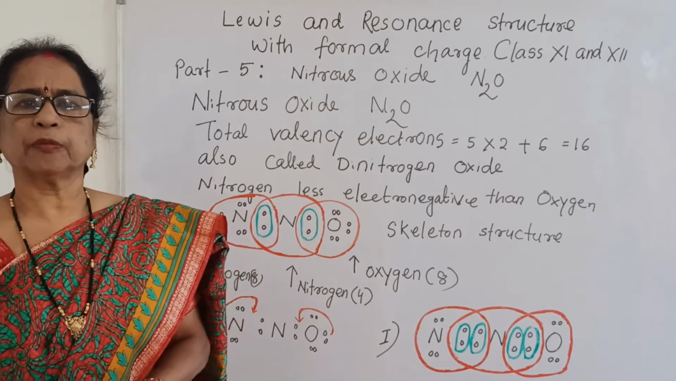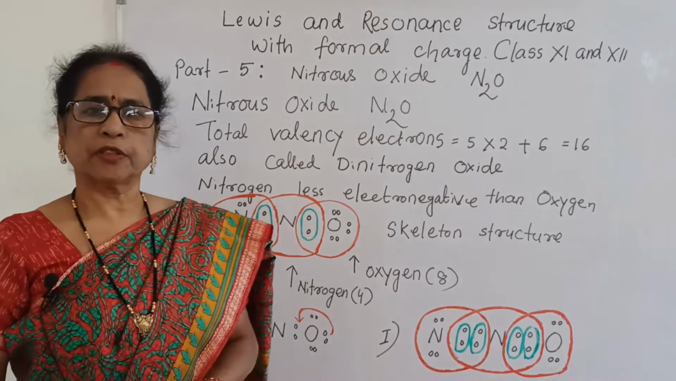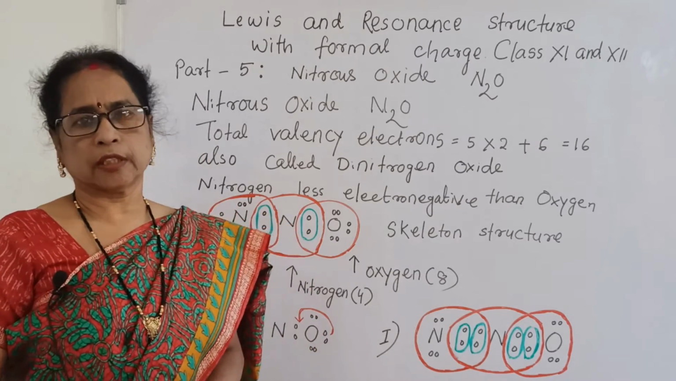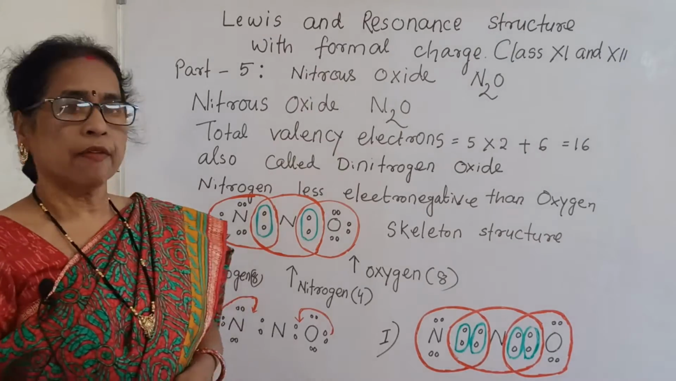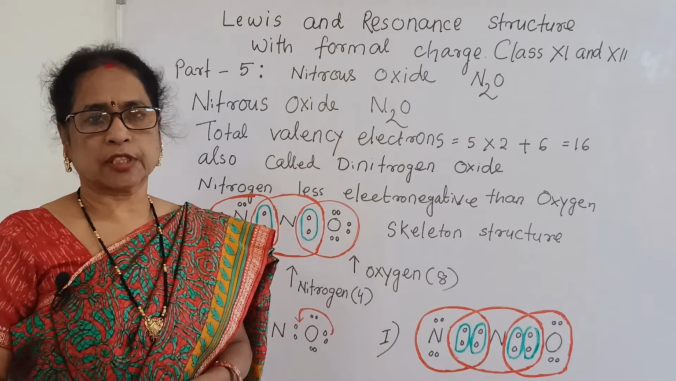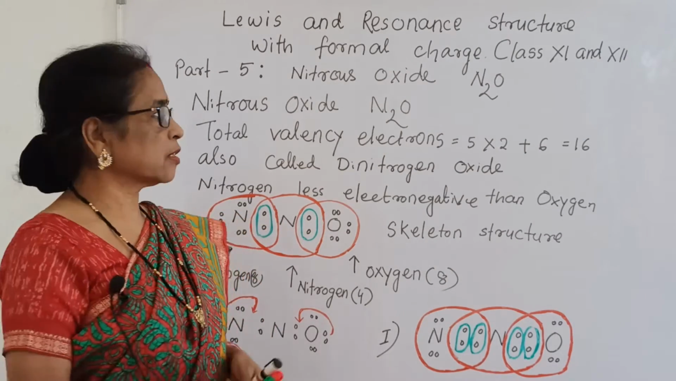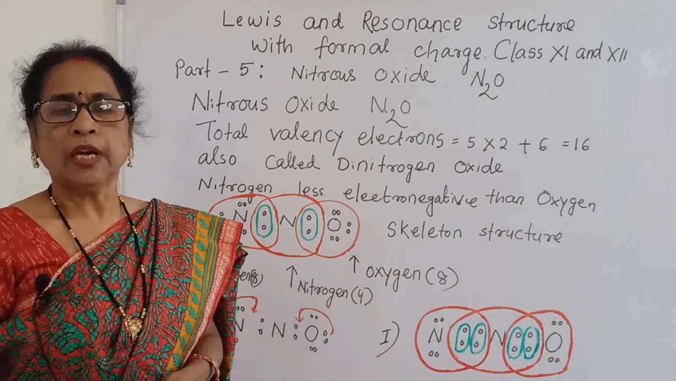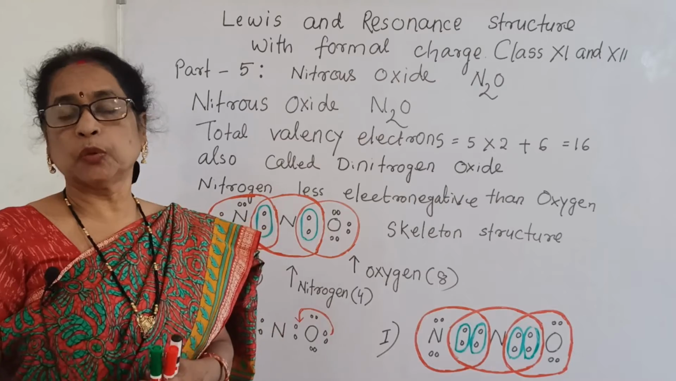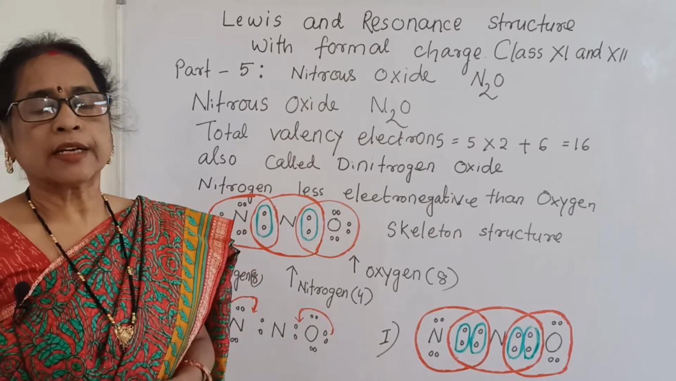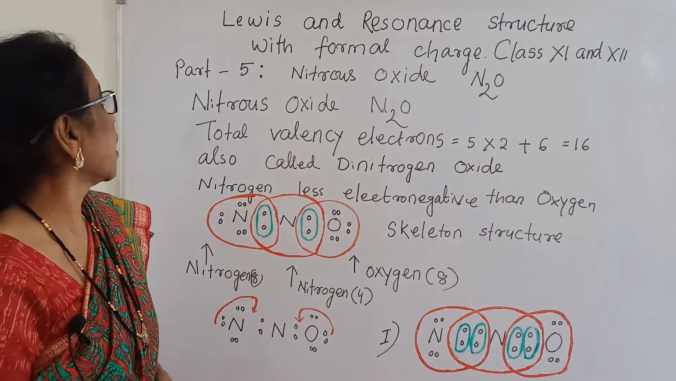Also, I want to welcome you to the topic Lewis and resonance structure with formal charge. And this is part 5, where the molecule is nitrous oxide. The formula of nitrous oxide is N2O. It is also called dinitrogen oxide because there are two nitrogens.